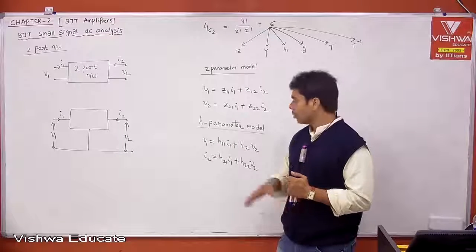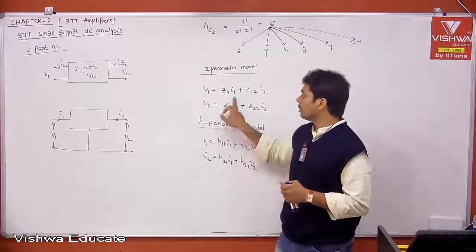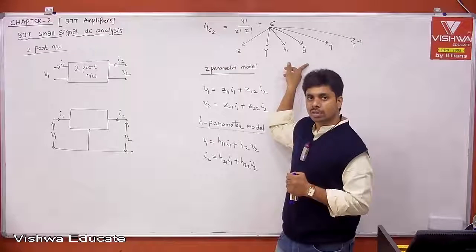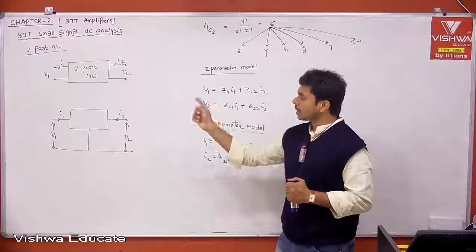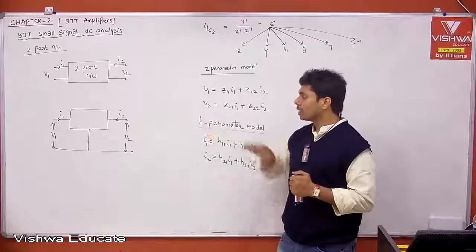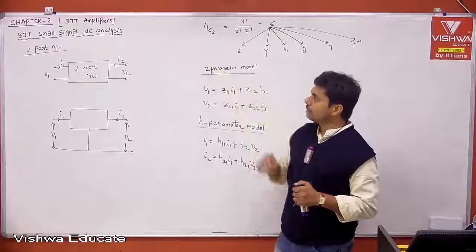It doesn't mean that only with this we will get the amplification parameters. No, you can go ahead with the Z parameter model, G parameter, T parameter, T inverse, anything, but you need to do post-processing to calculate voltage gain, current gain, input impedance and output impedance, because ultimately we want the 4 AC parameters associated with the amplifier.